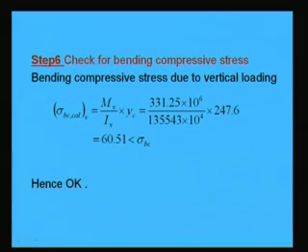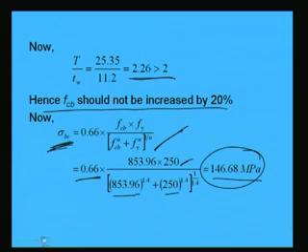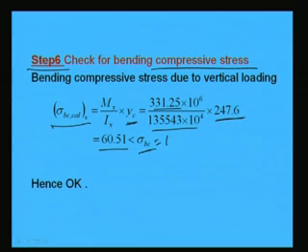So, what we will do now? Now, we will go for step 6 to check the permissible bending compressive stress. So, bending compressive stress will be Mx by Ix into Yc. Now, Mx is 331.25 into 10 to the 6, Ix is 135543 into 10 to the 4, into 247.6 as Yc. So, this is becoming 60.51, which is less than sigma BC, because sigma BC value we got 146.68. So, from the compressive stress point of view also the section whatever we have chosen is okay.